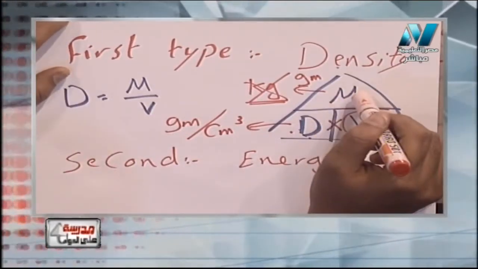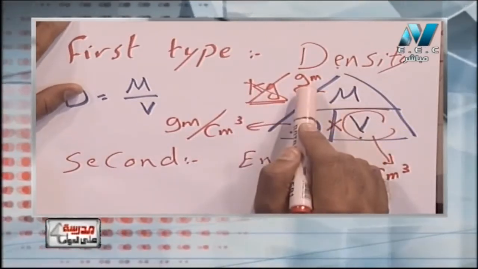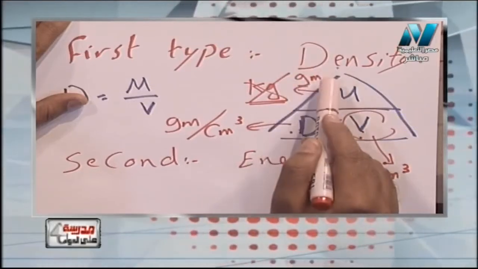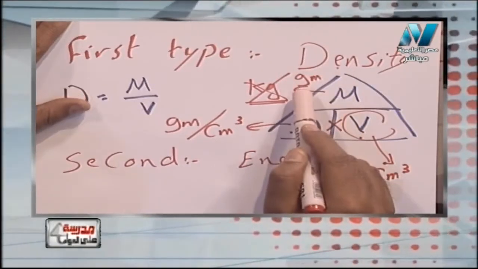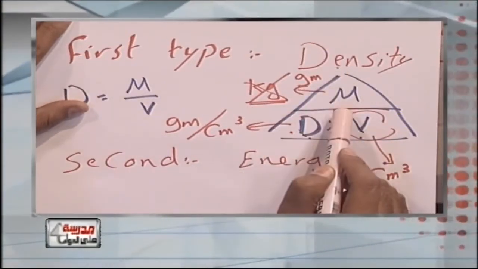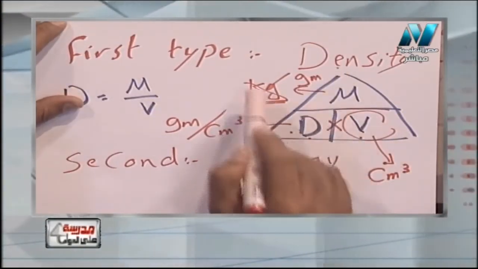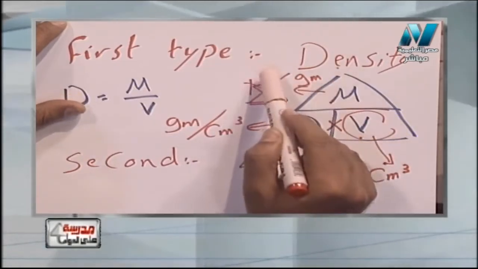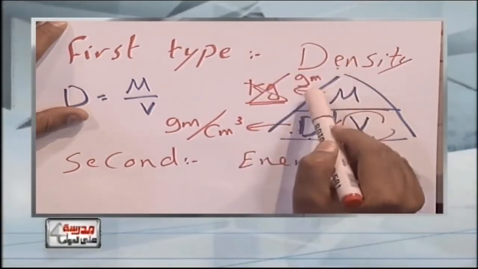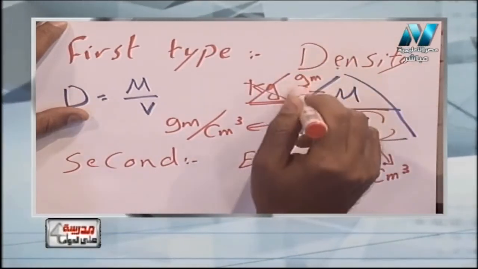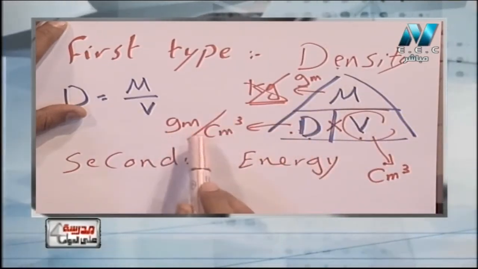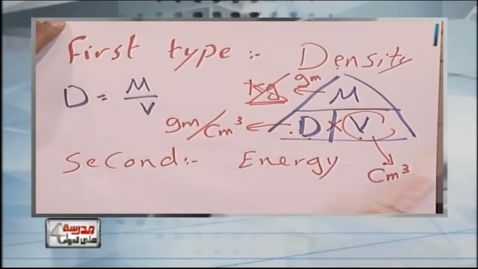If he gave you mass in kilogram, you must change it into gram by multiplying it by 1000. If he told you that the mass of an object is 1 kilogram, you must multiply it times 1000 to get it in gram. So mass must be in gram, volume must be in cubic centimeter, so density will be gram per cubic centimeter. Don't fall in the mistake.